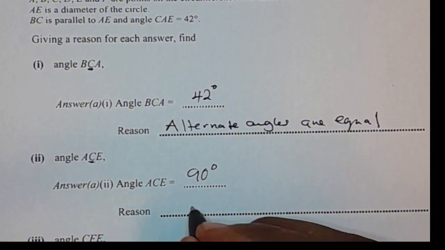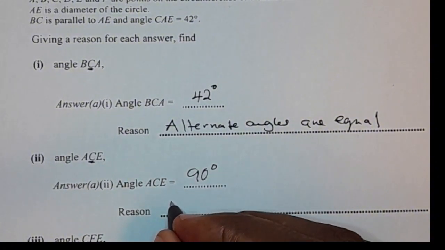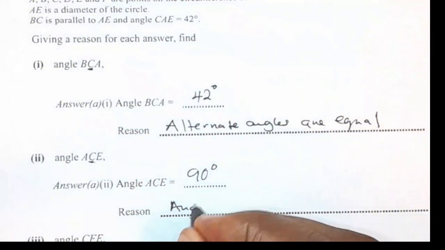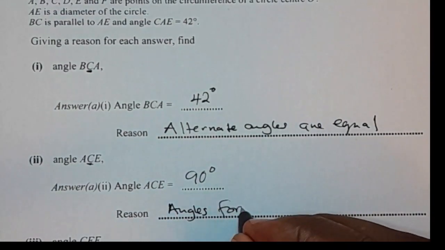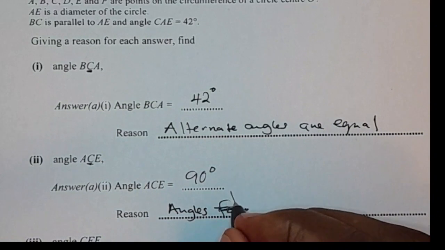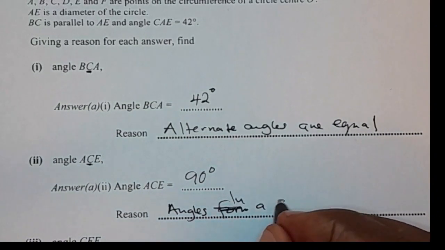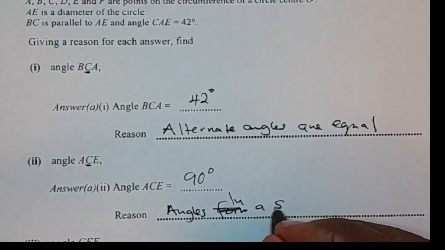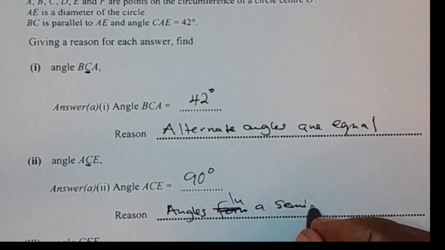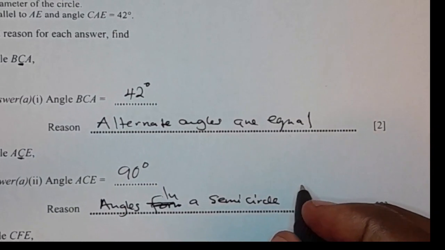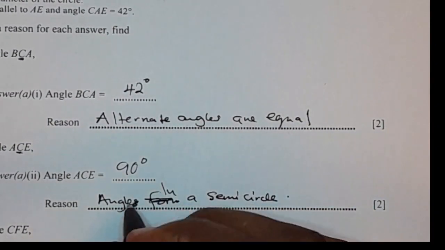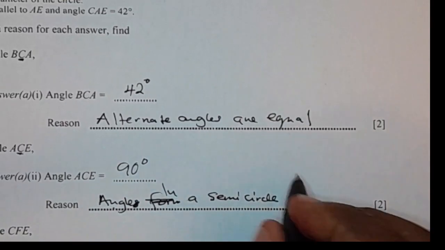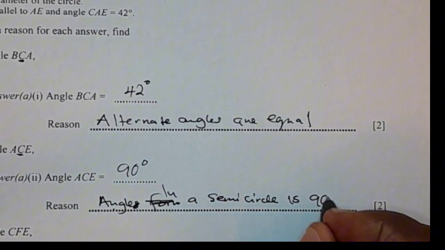Reason: angle in a semicircle is 90 degrees.